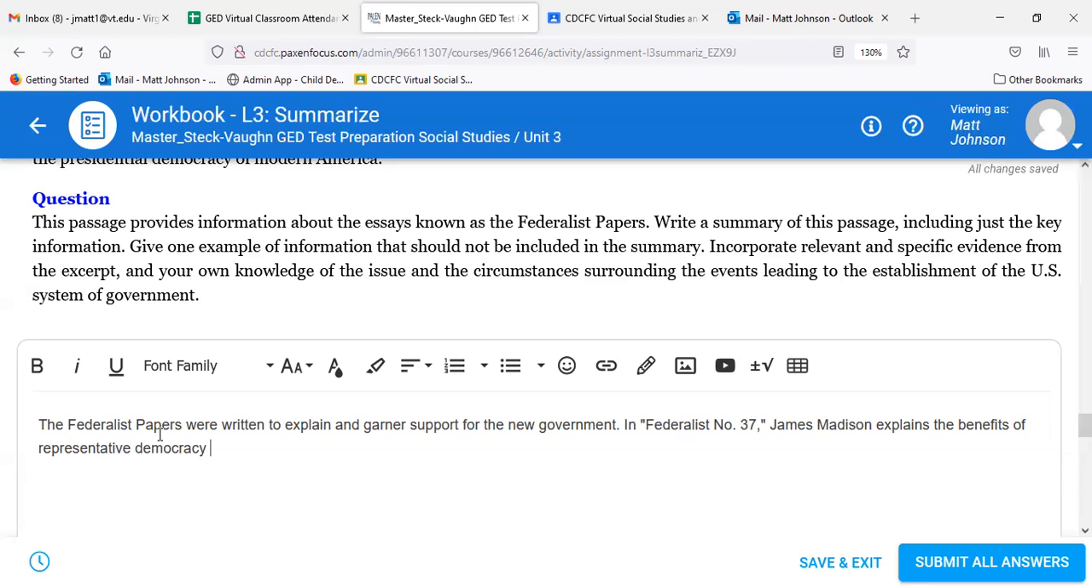We can make this a compound sentence and also say so. James Madison explains the benefits of representative democracy and the difficulties in creating a new government. And I think that's really the two main ideas that we get from Federalist number 37, right?